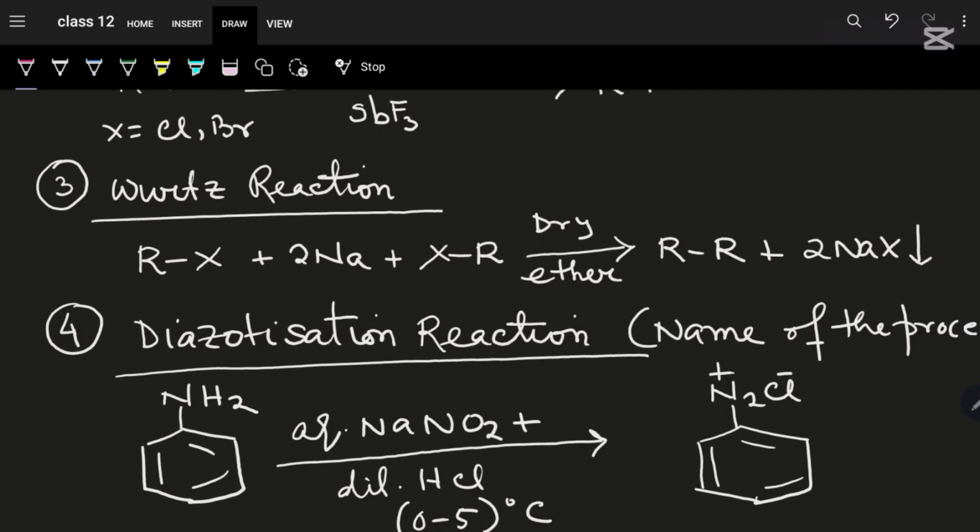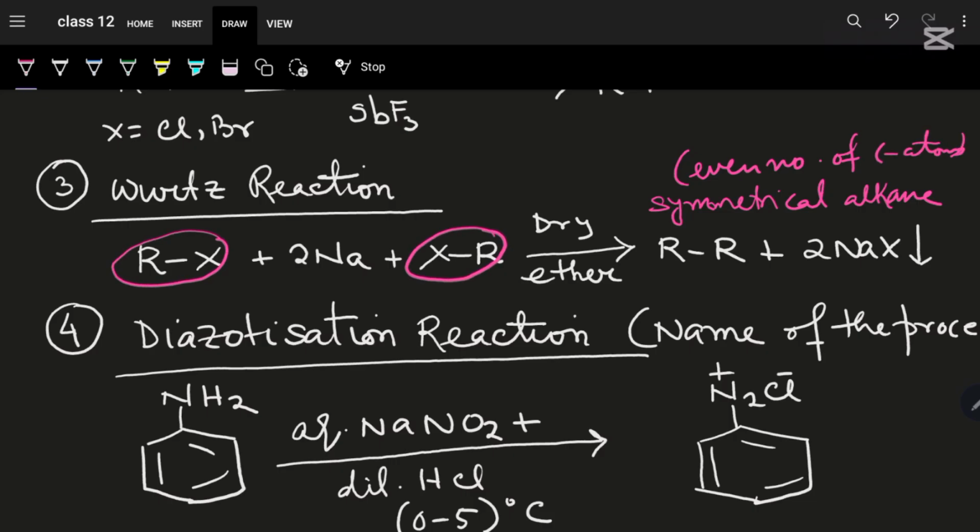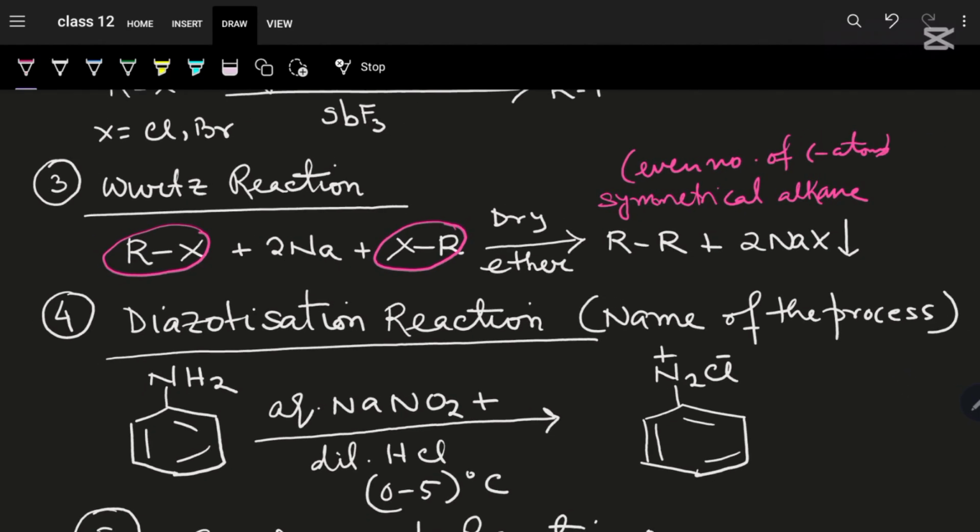Next is Wurtz reaction, which is a reaction to obtain symmetrical alkane containing even number of carbon atoms. Why? Because 2 moles of the alkyl halide react with 2 moles of sodium in presence of dry ether. Aqueous medium is avoided because sodium will react with water. Another thing is the formation of NaX, which is a precipitate in dry ether medium.